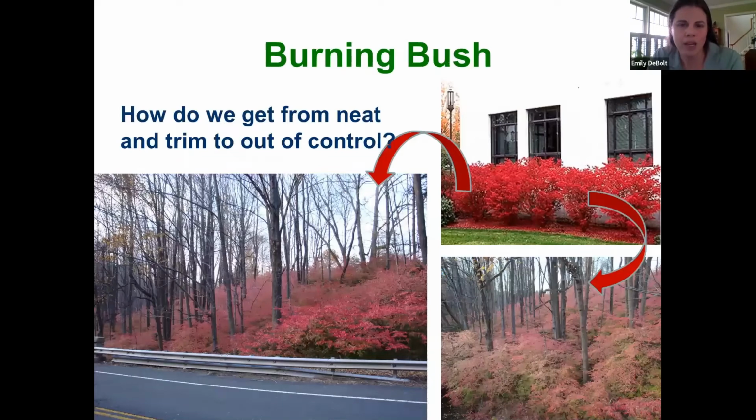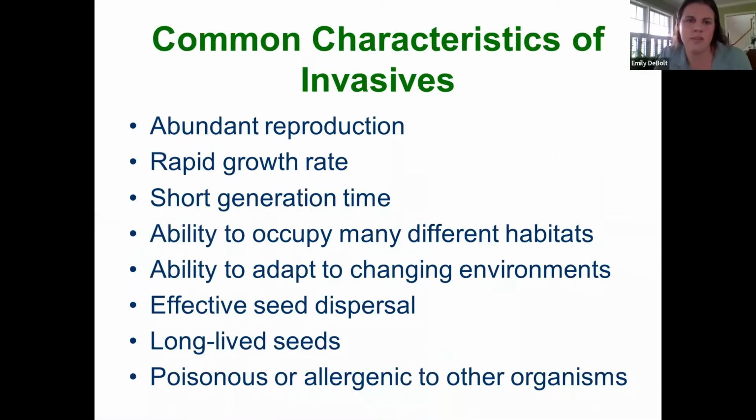So how do we get here, right? How do we get from this neat row of burning bush along the house to these photos of it out in the woods, right? Well, it's in my yard. I mulch around it. I mow around it. It hasn't moved. It's not invasive. Well, that's because you're mowing around it and mulching around it and keeping it under control. When you don't notice, when the berries have been taken to the woods by some birds and there's no one there to keep an eye on it, this is the kind of thing that can happen. And that's just one example.